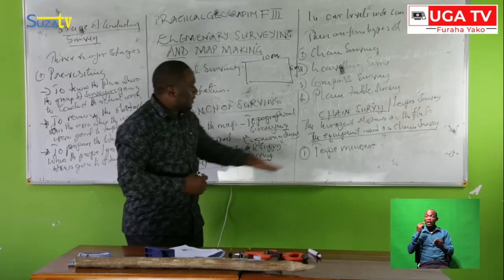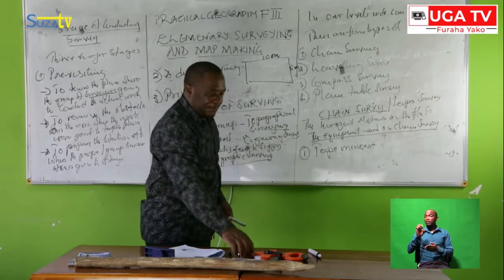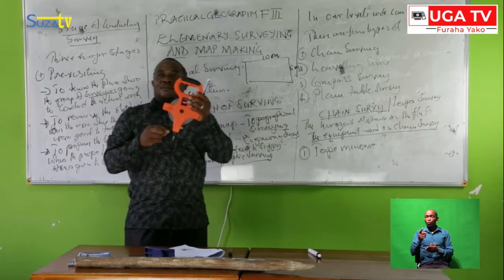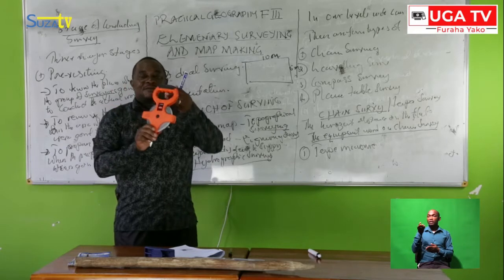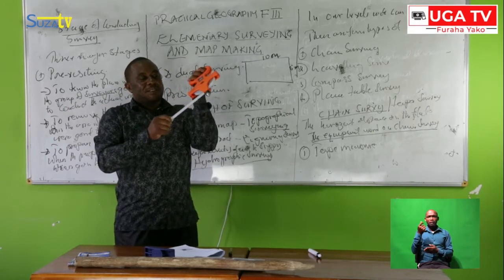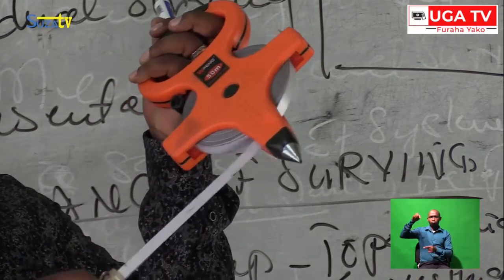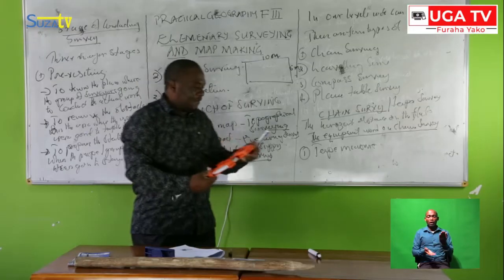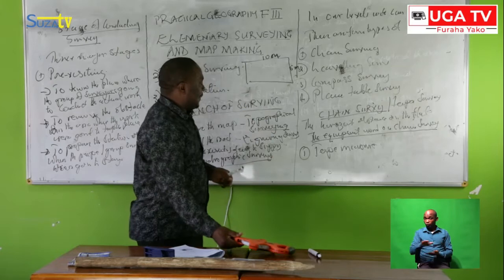Example, we say is a tape. Which is a tape measure? My student, this is a tape measure. I think it is familiar, we know. This is a tape measure. So this is used to measure the horizontal distance.